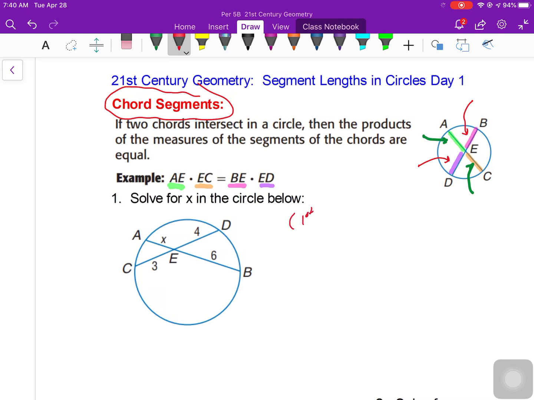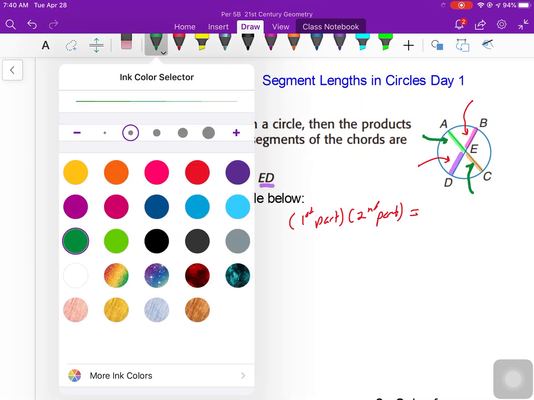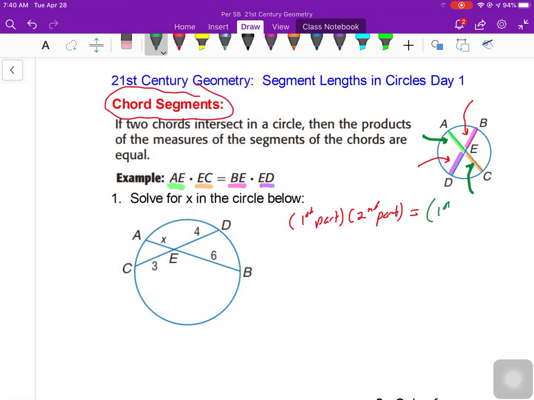So actually the pattern we think about is first part times second part equals first part times second part.